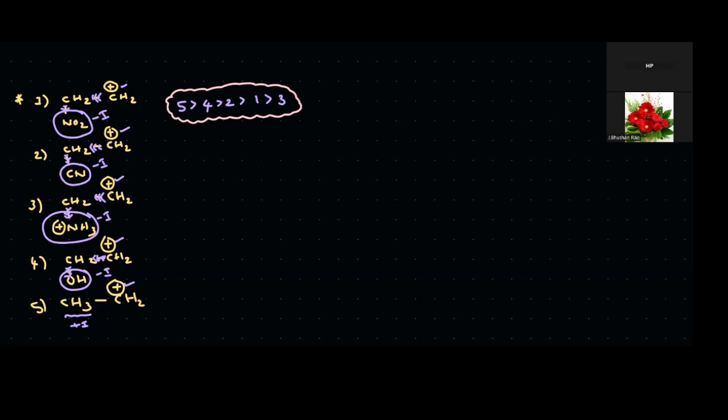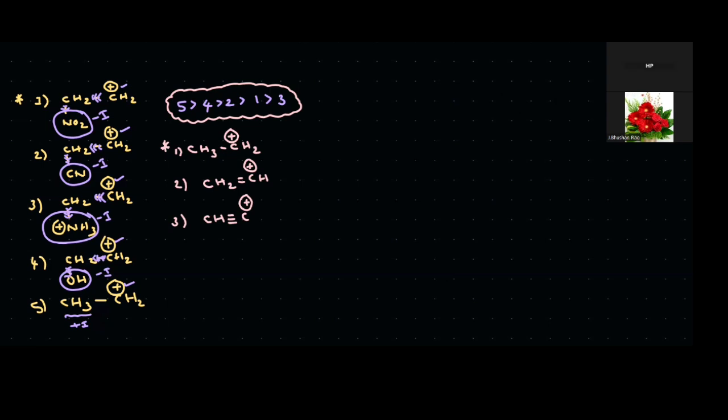Next, another example. CH3 CH2 plus, this is the one compound. Next, second one, CH2 double bond CH plus. Third one, CH triple bond C plus. So these are the 3 compounds given. So among these 3, which one is more stable? How to identify that? Then next case.